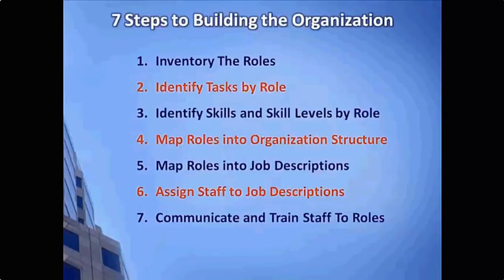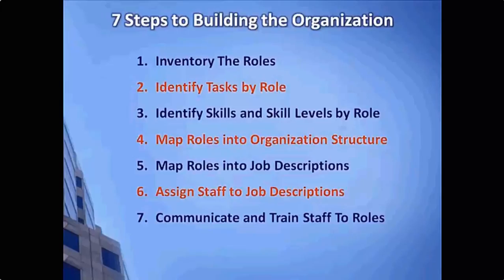So how do you define and build the appropriate organization? Here's an approach that you might utilize. It consists of 7 steps that start with defining your roles and end with assigning and placing staff and resources into each of these roles. The steps are: inventory your roles, identify the tasks by each role, skills and skill levels, map those roles into an organization structure, map the roles into job descriptions, and then assign staff to those job descriptions, and then lastly, communicate and train staff to those roles.